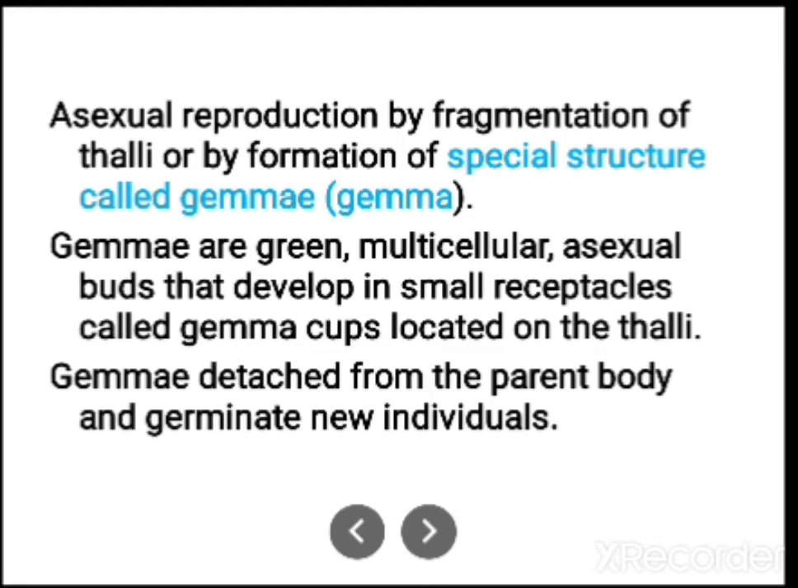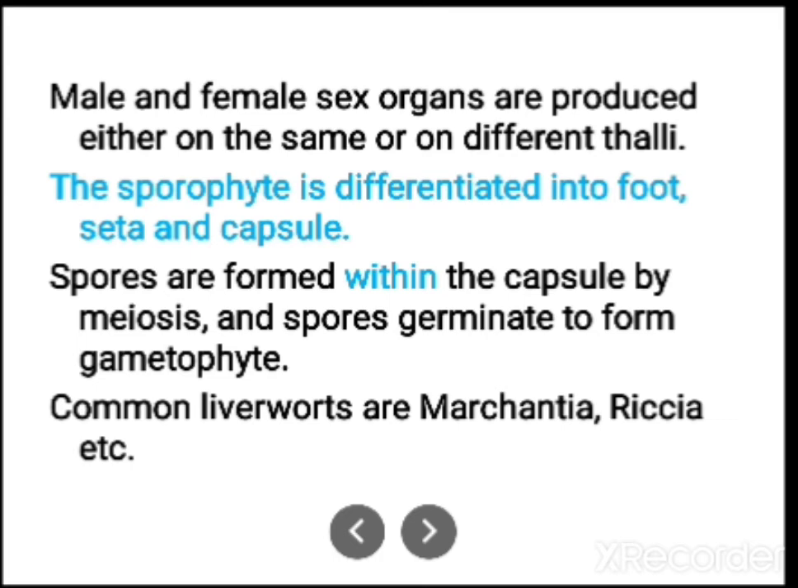Asexual reproduction is by fragmentation, and they form a special structure called gemma. The gemmae are multicellular, green in nature and are asexual buds, and they develop in small receptacles which you call gemma cups. They are located on the thalli. The gemma gets detached from the plant body and develops into a new individual.